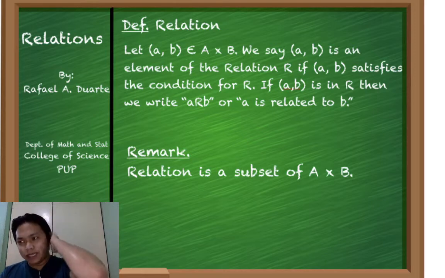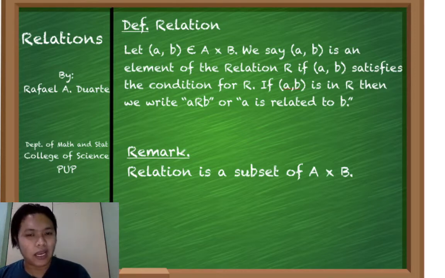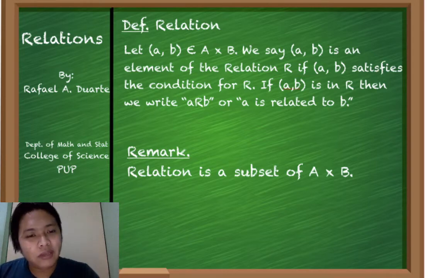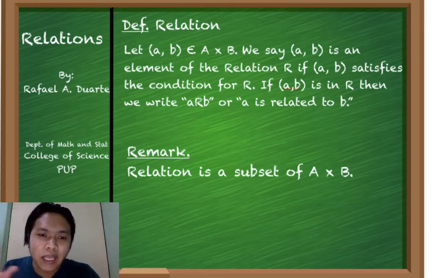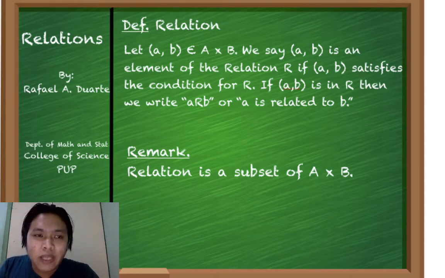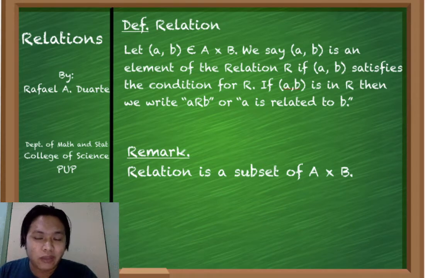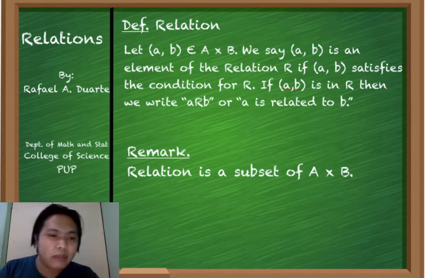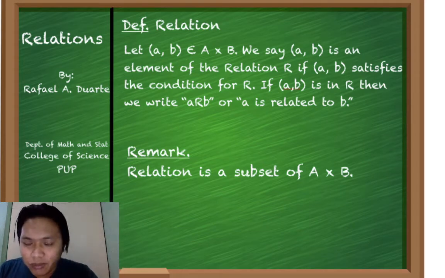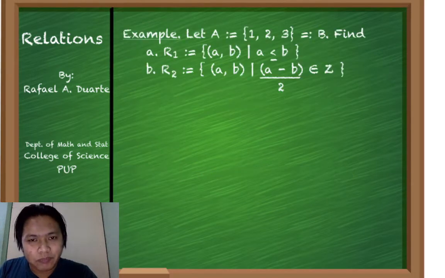If you recall, if it's a subset, all the elements come from the bigger set. So if the relation is a subset of A cross B, all elements of the relation come from A cross B. Without writing your A cross B, you won't be able to find the relation. It's better to write out A cross B so you can find what the contents of your relation will be, because that is where your elements come from.